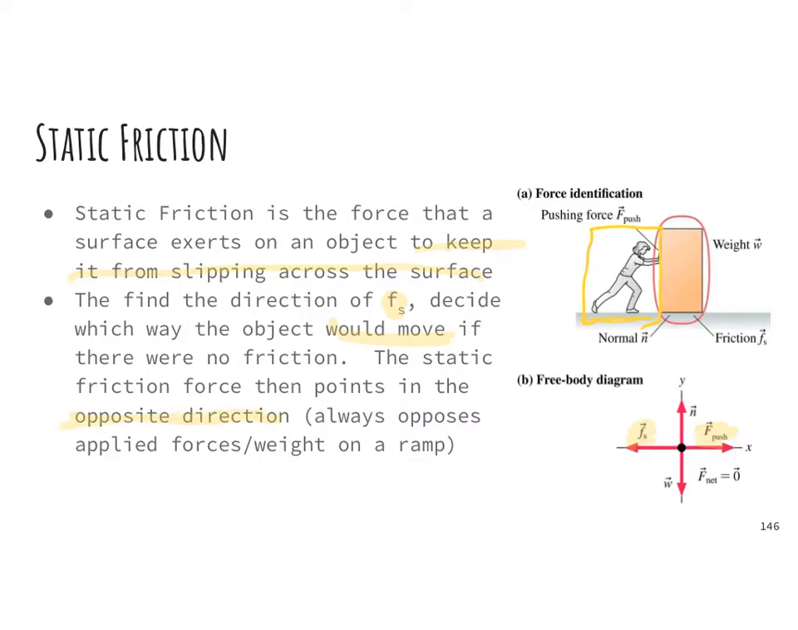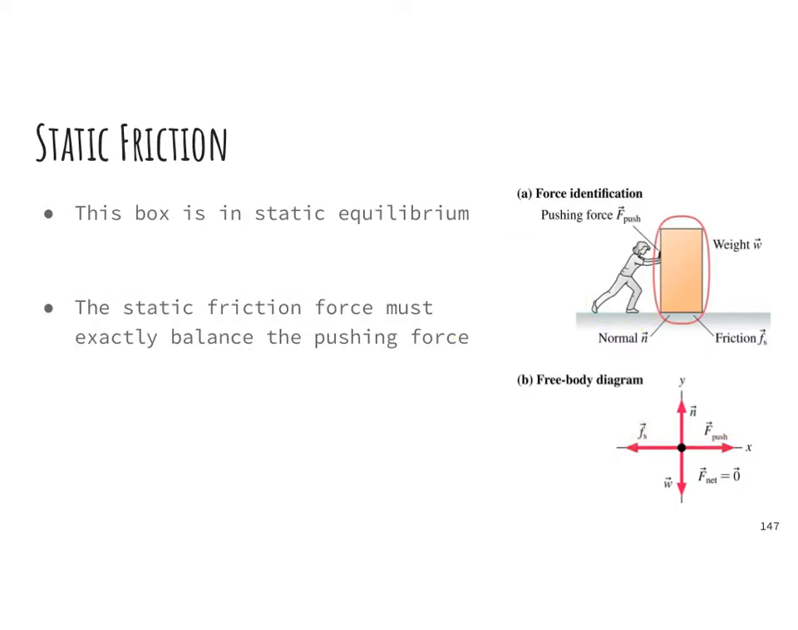So it always opposes the applied force. In this example, this person's pushing on the box. The box is pushing back because of friction. There's a frictional force from the surface that's pushing back. So this is in static equilibrium. The box isn't moving and it's not accelerating. So the static friction force, therefore, has to be equal and opposite to the force of the push.